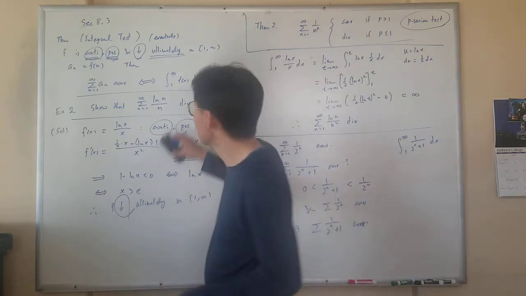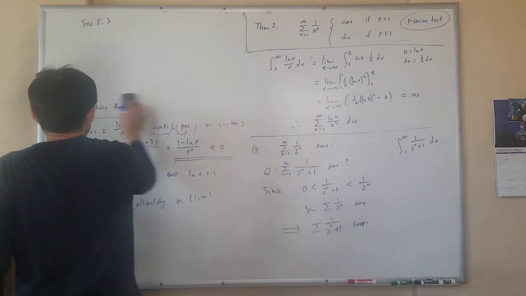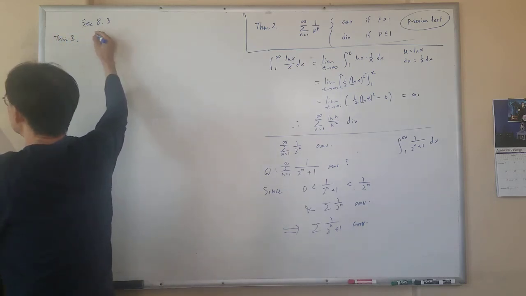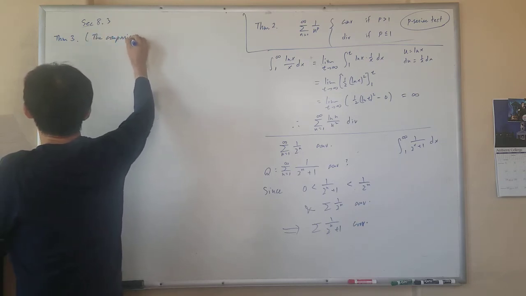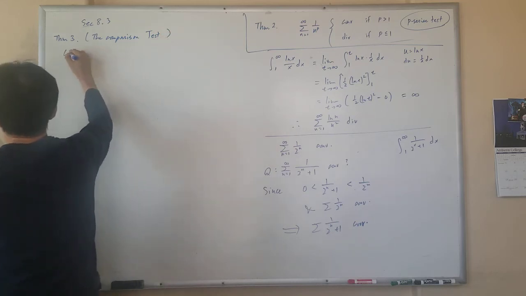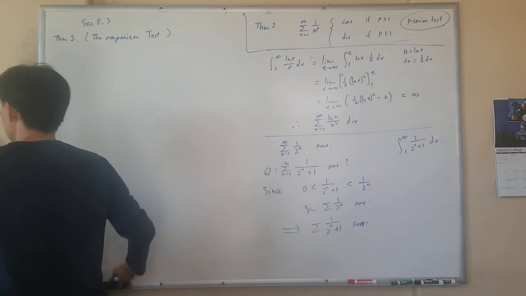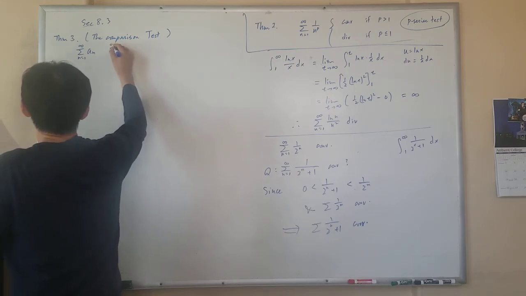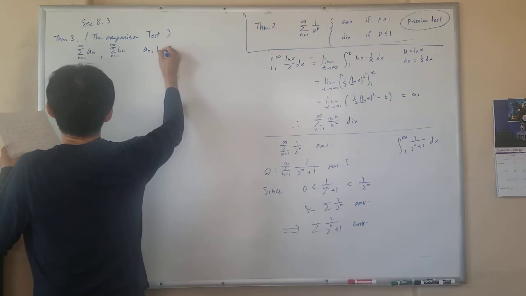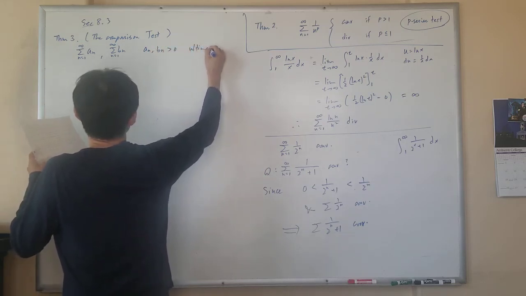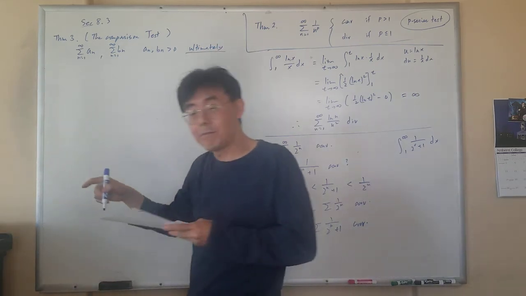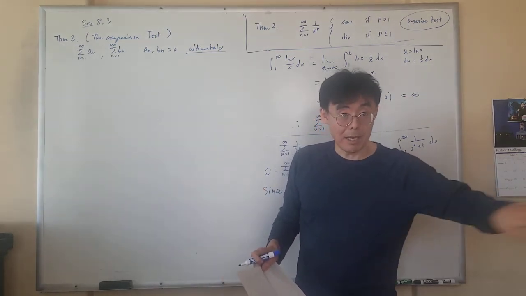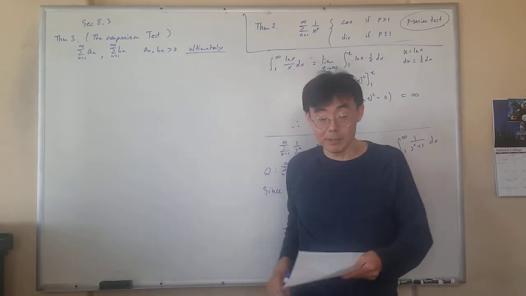Okay? So I'm going to write it down here. Theorem 3, the comparison test. So consider, I'm not going to write every single word here, we're considering these two series, and your a_n and b_n both are positive ultimately. Again, it doesn't have to be positive from the very first term and on. Just after some finite number of terms, everything is positive, we call it ultimately positive.